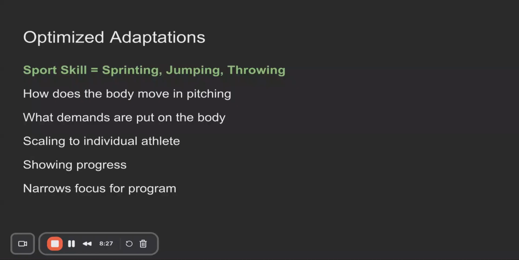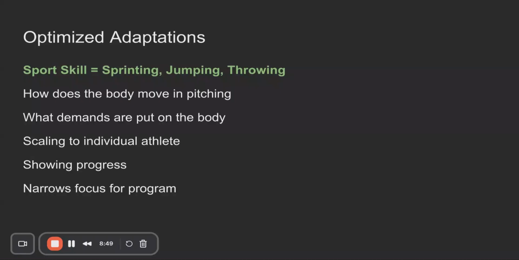Scaling to individual athlete. What are the individual constraints? Does the athlete have a history of ankle injuries, knee injuries, anything like that? How do we scale within an athlete? How are we showing progression of these things? Are we measuring it? How are we measuring it? How are we going to show them that they're getting better? Again, it narrows down the focus of the program.